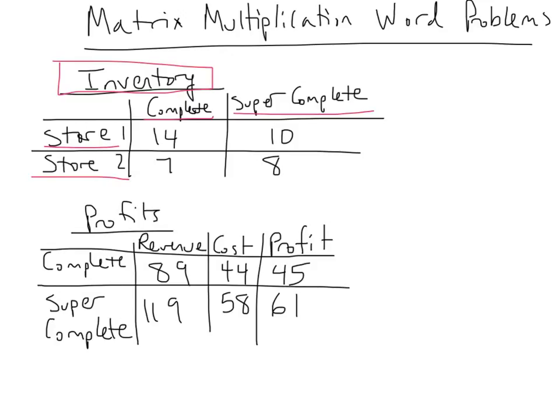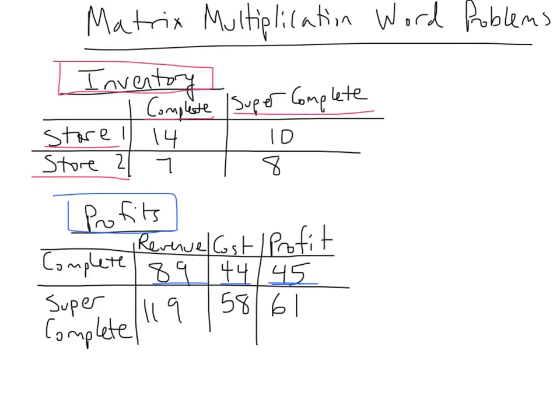Our second table is the profit table, and it gives us information about costs so we can see how much the revenue, costs, and profit are for each type of skateboard setup. For example, the revenue from a complete setup is $89, the cost of a complete setup is $44, and the profit is $45 on the complete setup, which is just the difference, 89 minus 44.